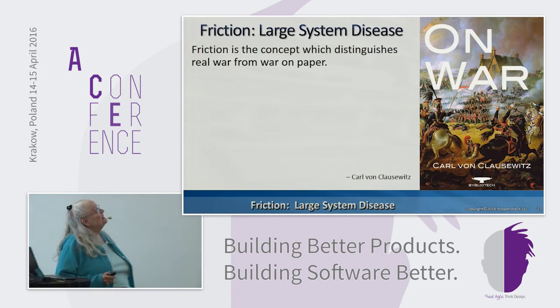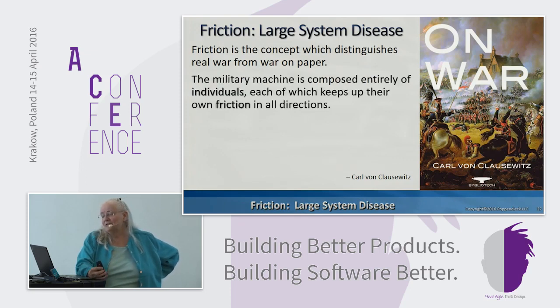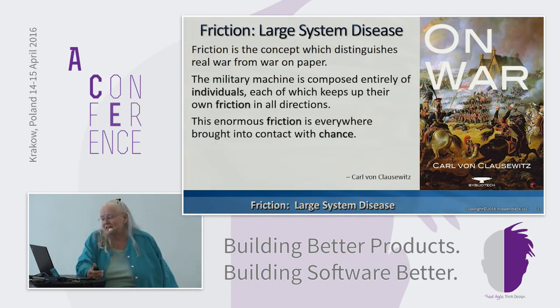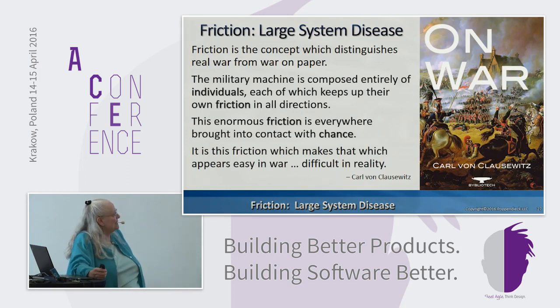So he says friction is the concept which distinguishes real war from war on paper. The military machine is composed entirely of individuals, each of which keeps up their own friction in all directions. You can think of this as the code base, composed of lots of little things, each of which has its own friction in all directions. And the enormous friction is everywhere. And it's brought together by chance. This is where our unexpected consequences come from: whoops, I didn't know those two things would happen together. And this friction is the thing that makes what appears really easy really difficult.